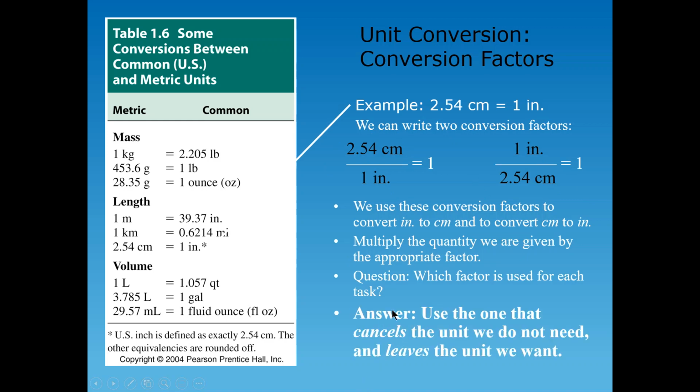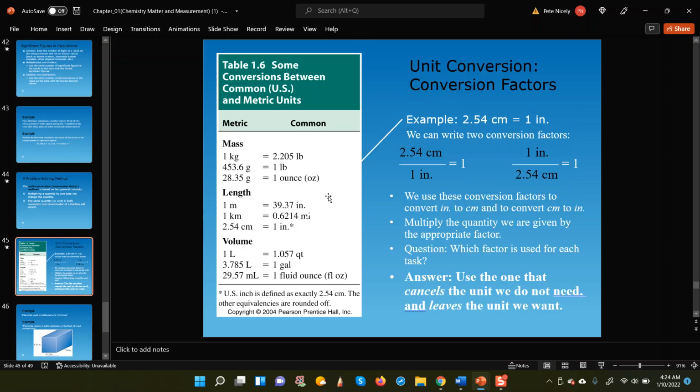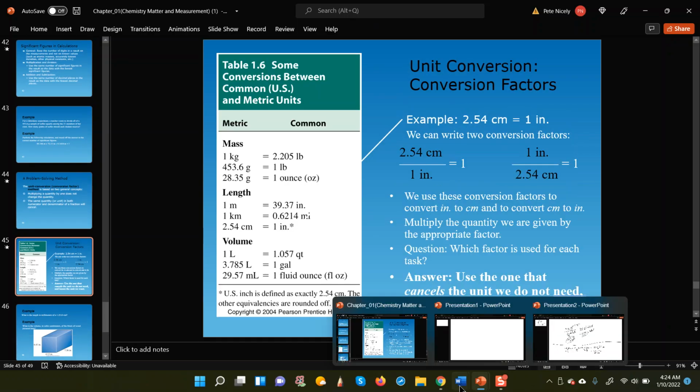So which one do you choose? Well, the answer is right here. Use the one that cancels the unit that we do not need and leaves the unit that we want, all right? And I'm going to do an example to show you how that works. So let's say you want to convert 36 inches.